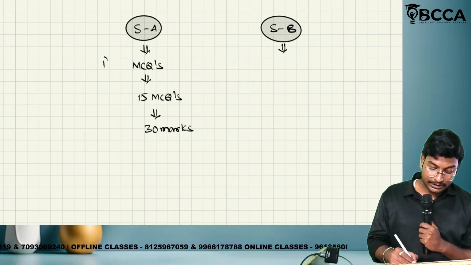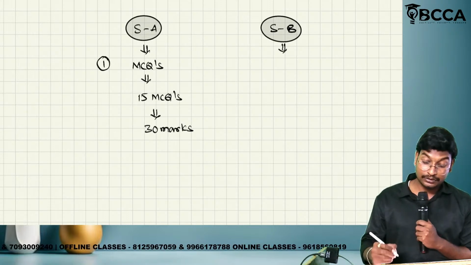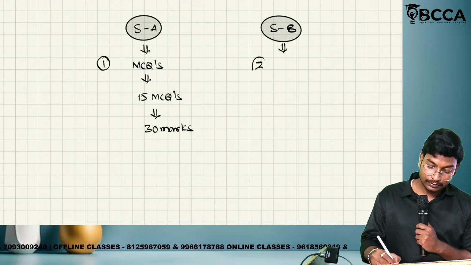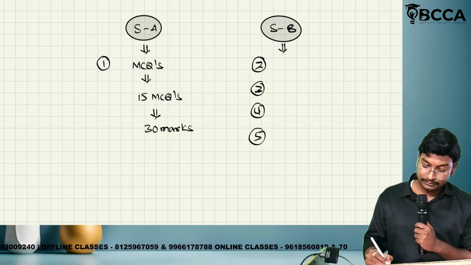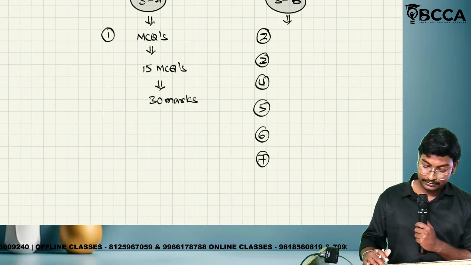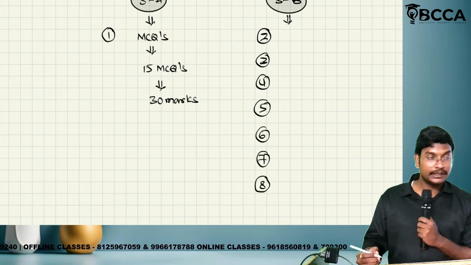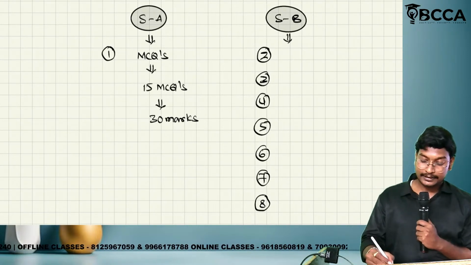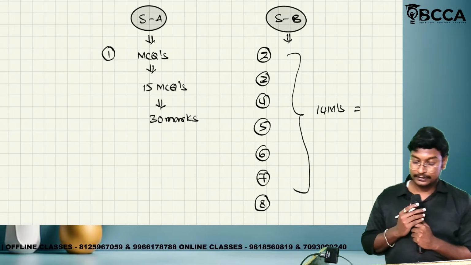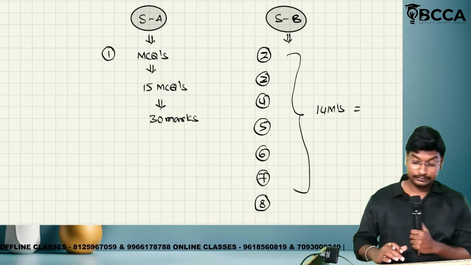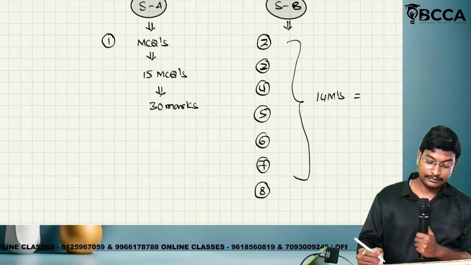So this is called question number 1. In section B, the questions start from 2 onwards. Question number 2, question number 3, question number 4, 5, 6, 7 and 8. Totally they will give 8 questions. Each one carries 14 marks. So 7 into 14, how much?